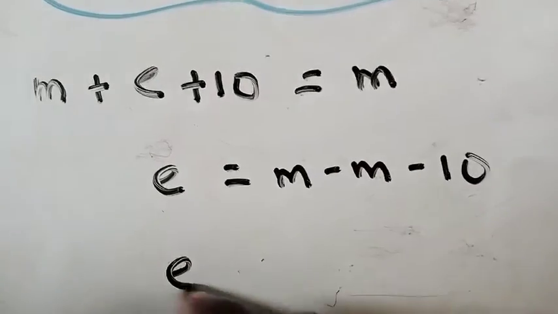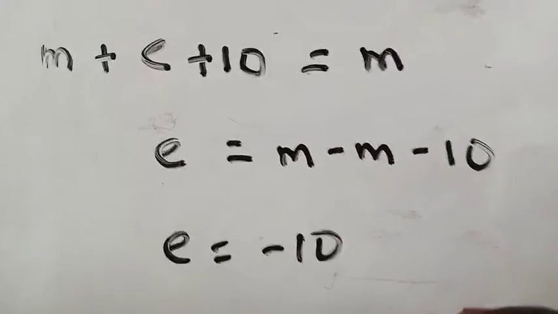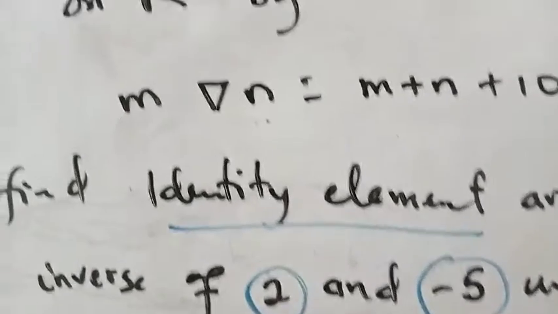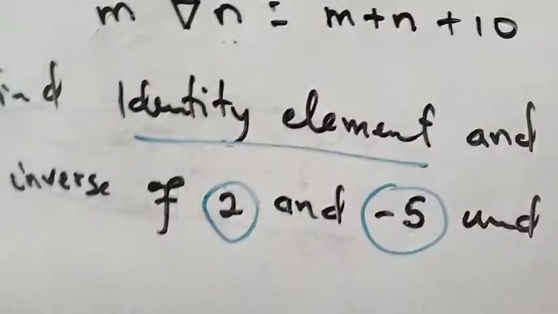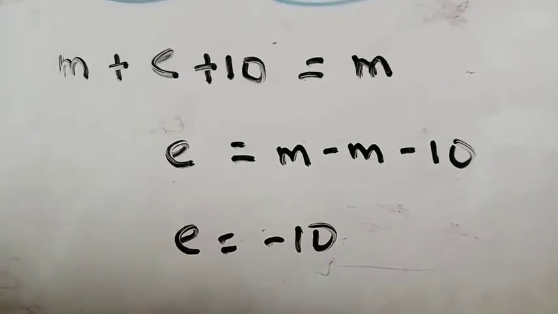Okay, so if you solve for this one, you should have your E equal to -10. So this is the identity element in this set, the set R. The identity element in the set R, based on this operation, is exactly -10. So this is all simple. You should find the identity.